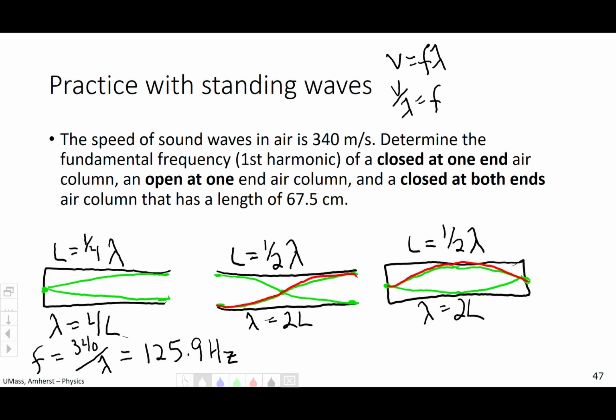And it is very simple to see that these would just be twice the frequency, if that's not obvious. Let's do it out. So we have frequency is 340 over 2L, and that would just be twice this original one. So the length is 0.675 times 2, 340 divided by 1.35. That is 251.85-ish hertz. All right.